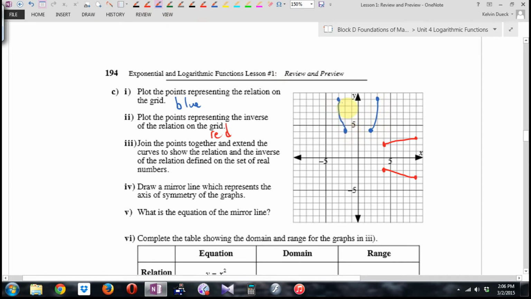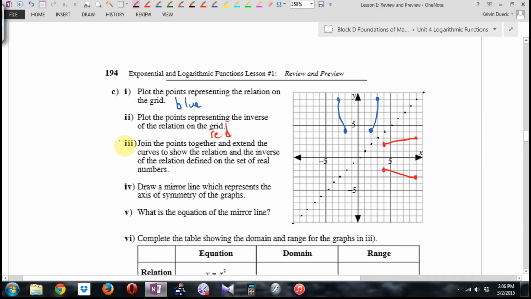Again, if I sketch in that line y equals x that goes through 0, 0, 1, 1, 2, 2, 3, 3, 4, 4, 5, if I sketch in this line here, are they mirror images, fancy word, reflections of each other about the line y equals x? Yep.